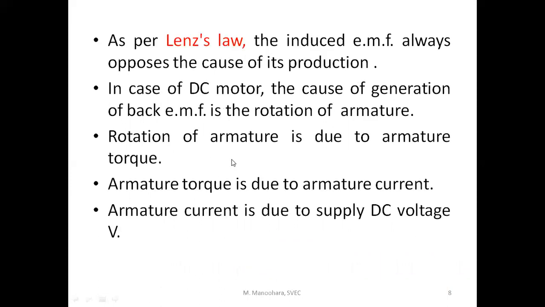As per Lenz law, the induced EMF always opposes the cause of its production. In case of DC motor, the cause of generation of back EMF is rotation of armature. Why armature rotates? Due to armature torque. Why torque is produced in the armature? Due to flow of armature current. Why armature current flows in armature? Due to supply voltage.